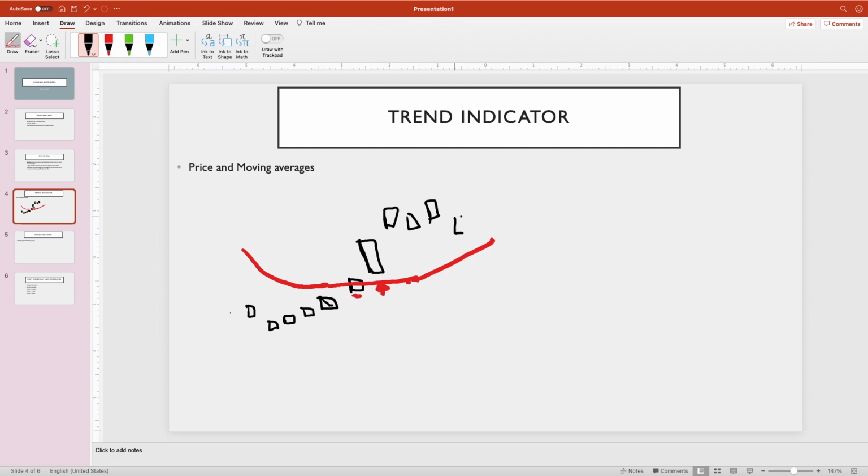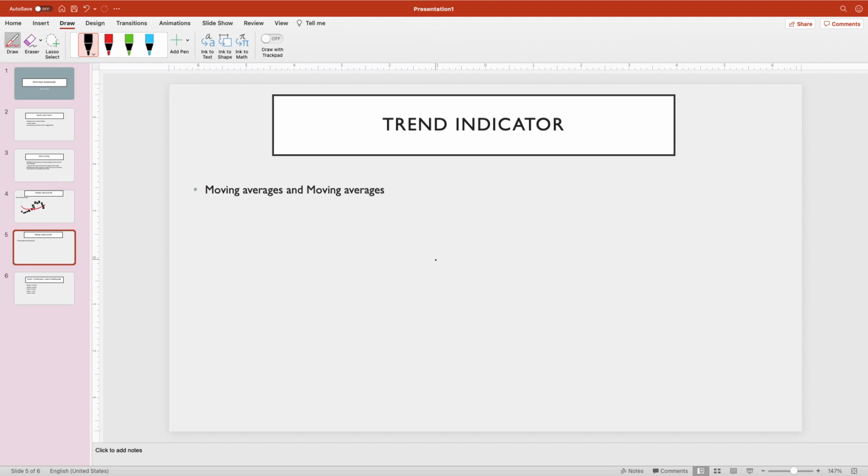And if the price were to cross down also, then you would have that move here that would indicate a downtrend. So as your price crosses above the moving average, that is an uptrend, and as the price crosses below the moving average, that is a downtrend. You can also compare the moving averages.